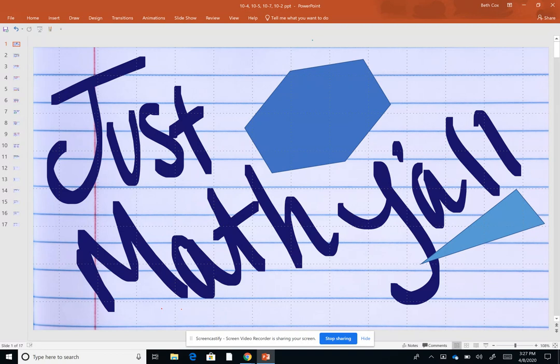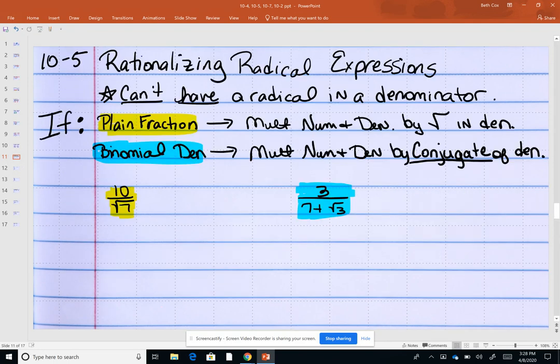Here we go. We're going to start 10-5. We are doing rationalizing radical expressions. There is a rule in math that basically says you can't have a radical in a denominator. For most of the mathematicians, it really doesn't make sense, but you just do what you're told. So bottom line is we can't have a radical in the denominator. So we're going to do something about it.